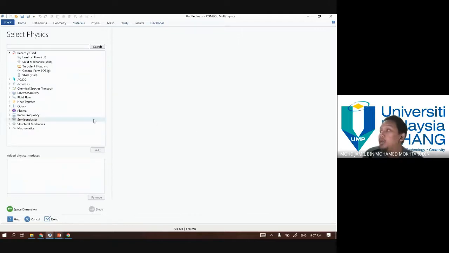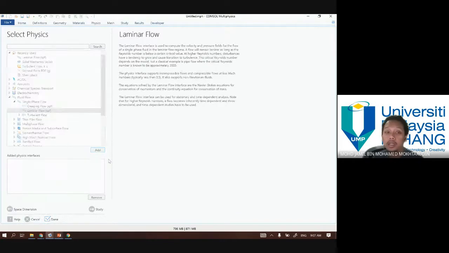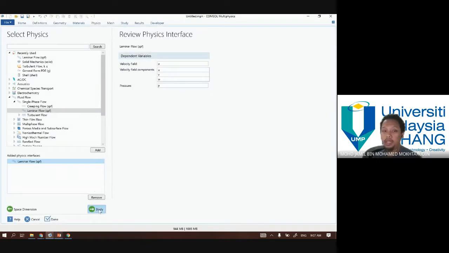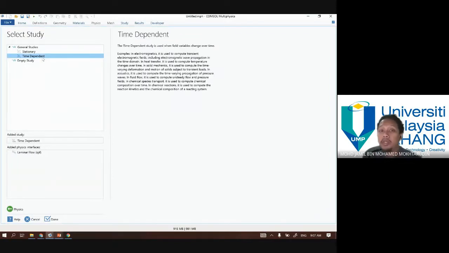And then after that, we can choose the physics, laminar flow. To find laminar flow, you can go to fluid flow, single phase flow, laminar flow. Or if you cannot find it, you just type laminar flow in the search, and then click add. And go to study. So we choose time dependent study. The reason why we choose time dependent study is because the input pressure depends on time. So we choose time dependent and click done.